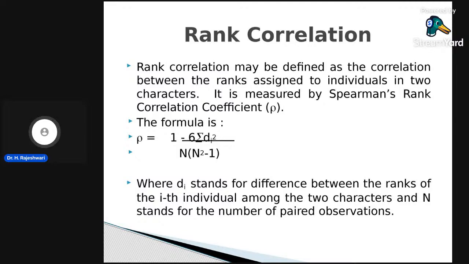According to this, the formula is 1 minus 6 sigma d square divided by n into n square minus 1. Please see that this 1 is not in the numerator. 1 is different. You are supposed to calculate this whole term and then deduct it from 1, wherein di stands for the difference between the ranks of the ith individual among the two characters, and n stands for the number of paired observations. As you know, n is the number of items that are given to you. When we do a problem, it will be more clear to you.